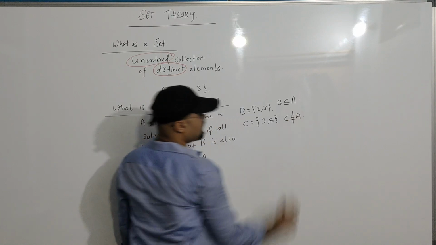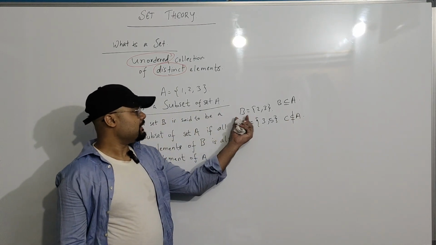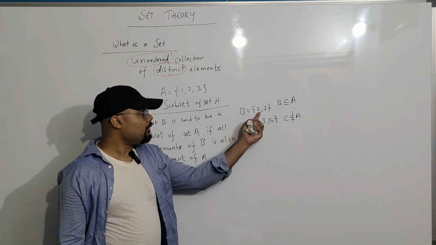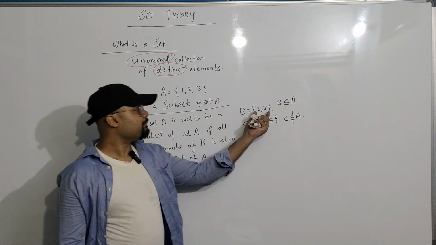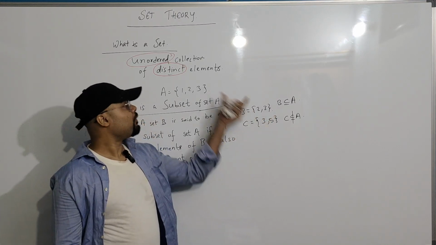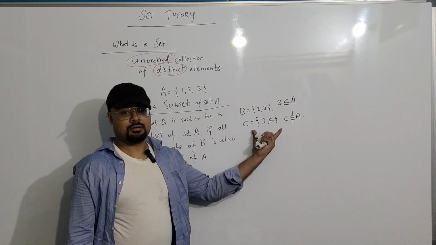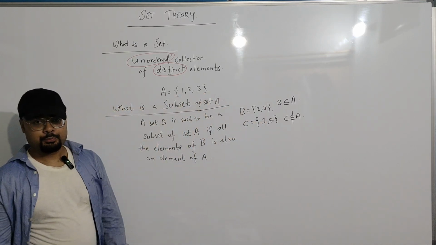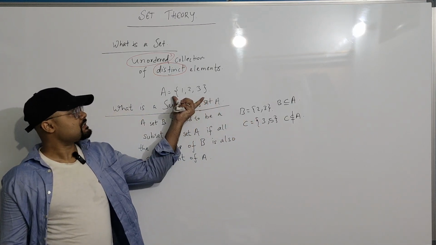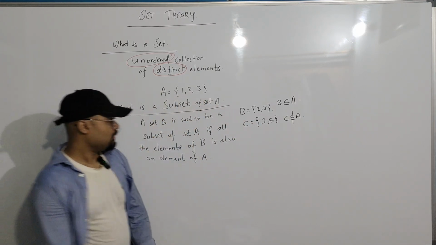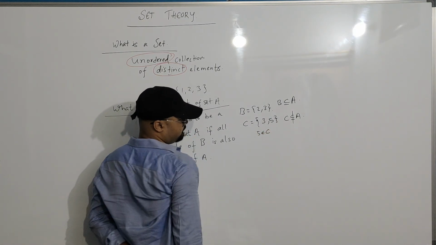C is not a subset of A. Why? Because all the elements of B, which is 2 and 3, are also in A, or the elements of B are from set A only. But elements of C are not from set A alone, because C contains 5, which is not an element of A. So 5 belongs to C.